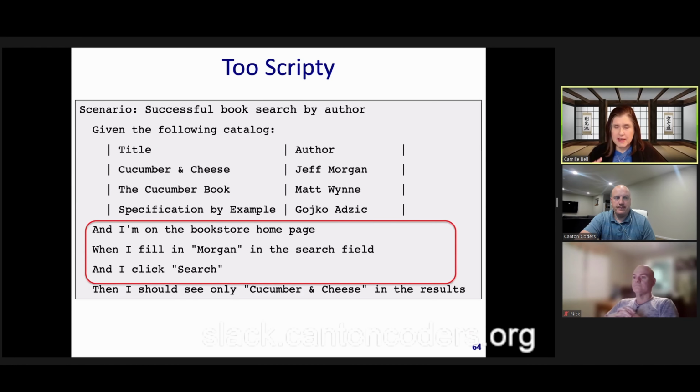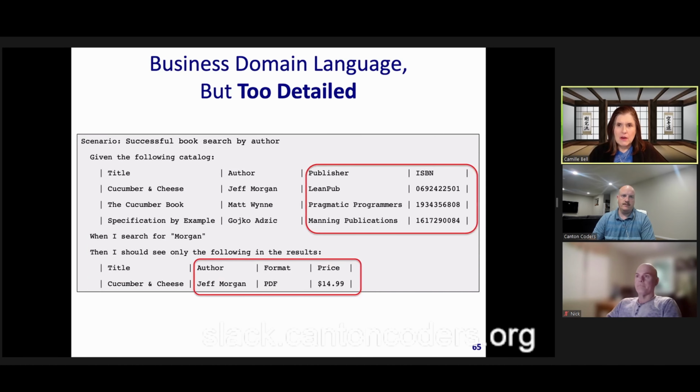Now this is less technical. This is better. And it's not vague, that's good, but it's still too scripty because we're talking about the bookstore homepage and I'm filling in a search field and I click on search, too scripty. Okay, this isn't scripty and it does get information, but it's got more detail than we need.